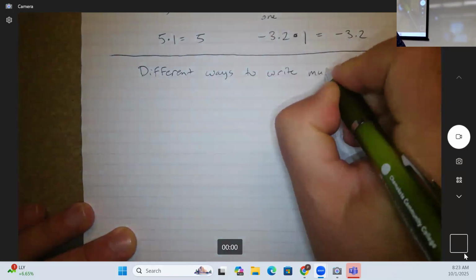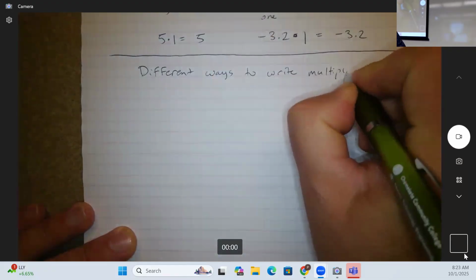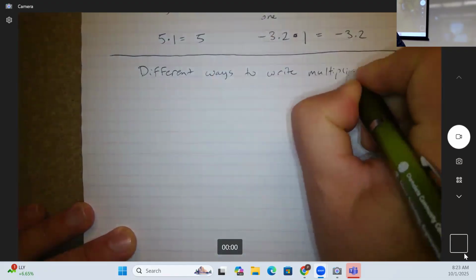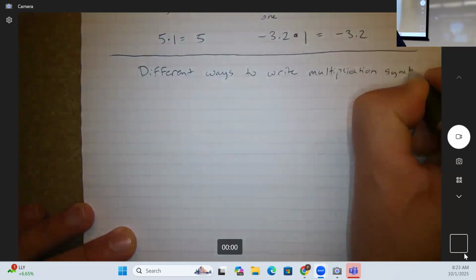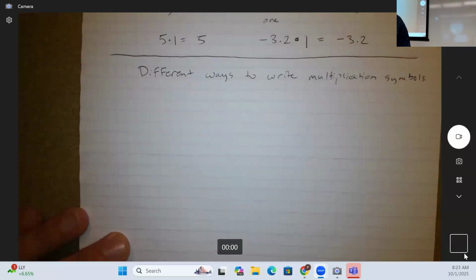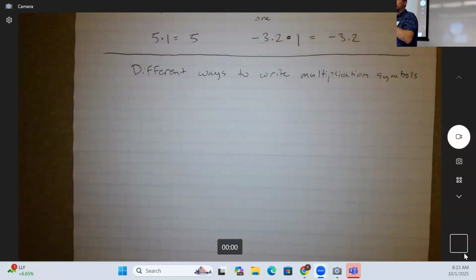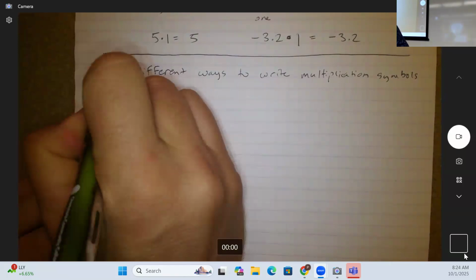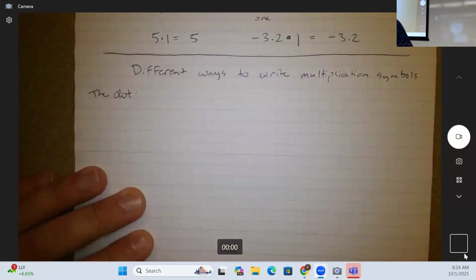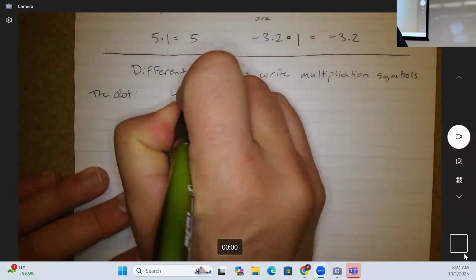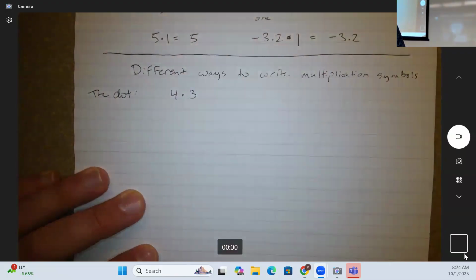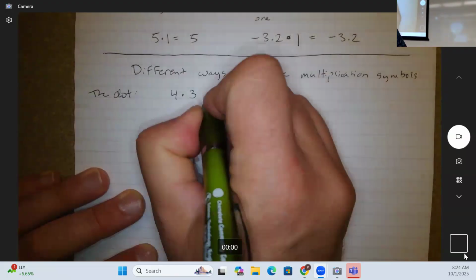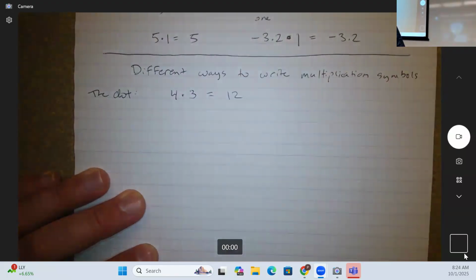Different ways to write multiplication symbols. The nice thing about addition and subtraction is that there's only one for addition, the plus sign, and only one for subtraction, the minus sign. But there are a bunch for multiplication. There is the dot. That's what I'm generally going to use when I'm working with numbers. 4 times 3 equals 12.